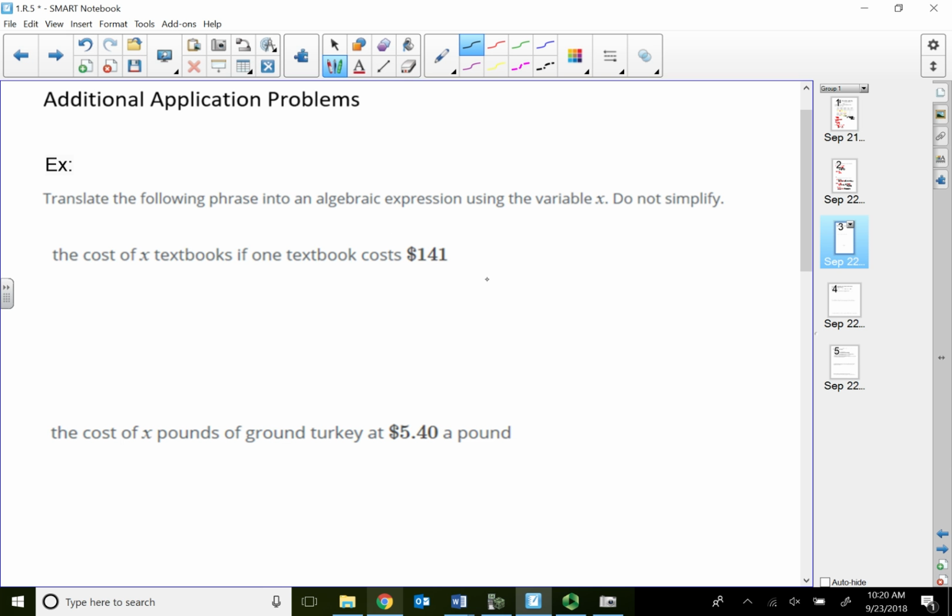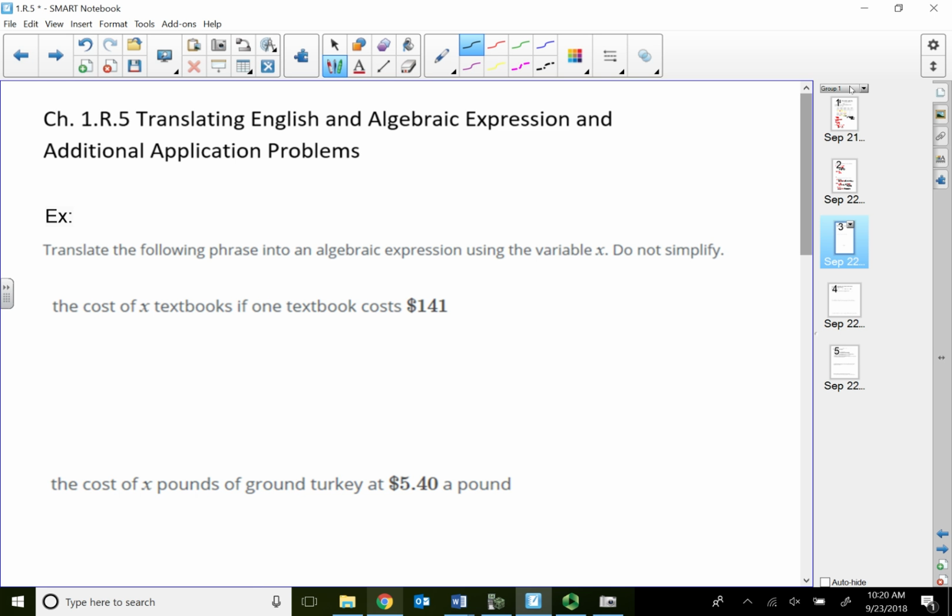These are basically a piece of an actual word problem I'm going to show you in the next video. So there's a way to read this, okay? Let me show you how to read this. The cost of x textbooks. This few words right here is what my final answer will represent, which is the cost of x books. If one book costs $141, okay, one book is $141. I need to find out the cost of x number of books.